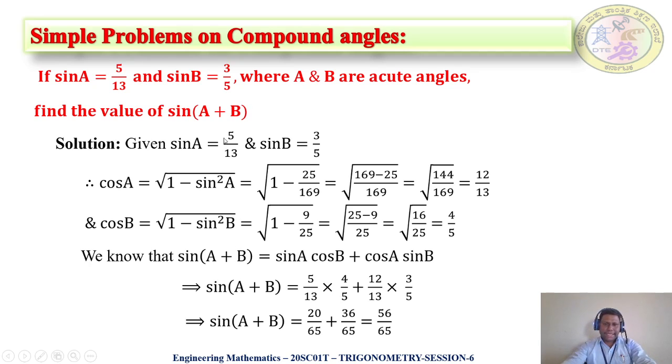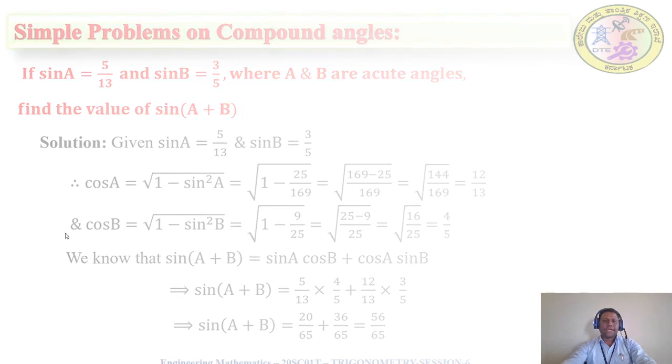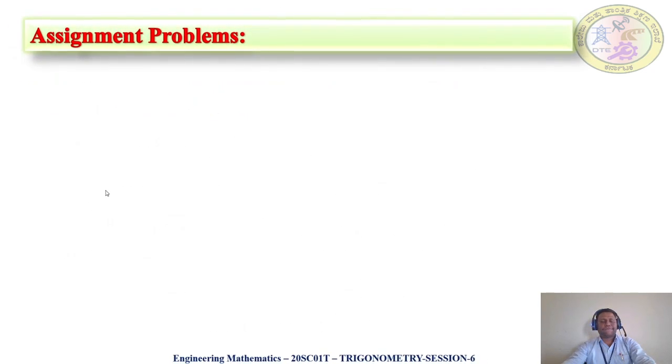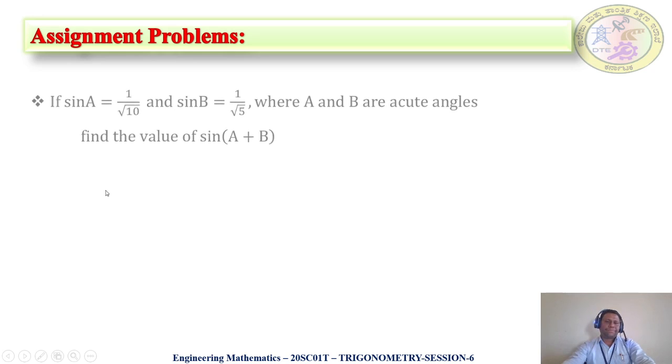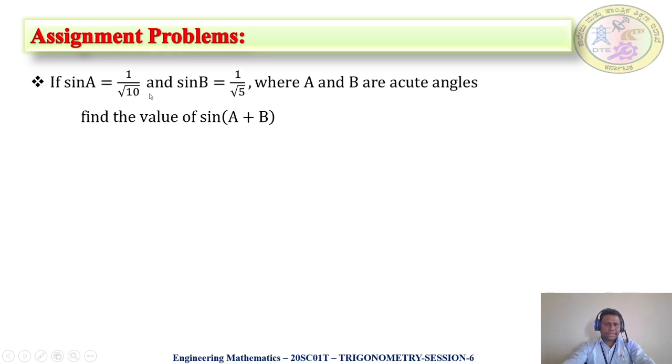They have given sin A, sin B. We need cos A, cos B also. Therefore, by using cos theta is equal to root of 1 minus sin square theta, we got the values here, cos A, cos B values. Cos A is 12 by 13, cos B is 4 by 5. Then we have written the formula of sin of A plus B, substituted the values here and simplified. We get the answer as 56 divided by 65. In the same way, we can solve these problems. It is the same thing.